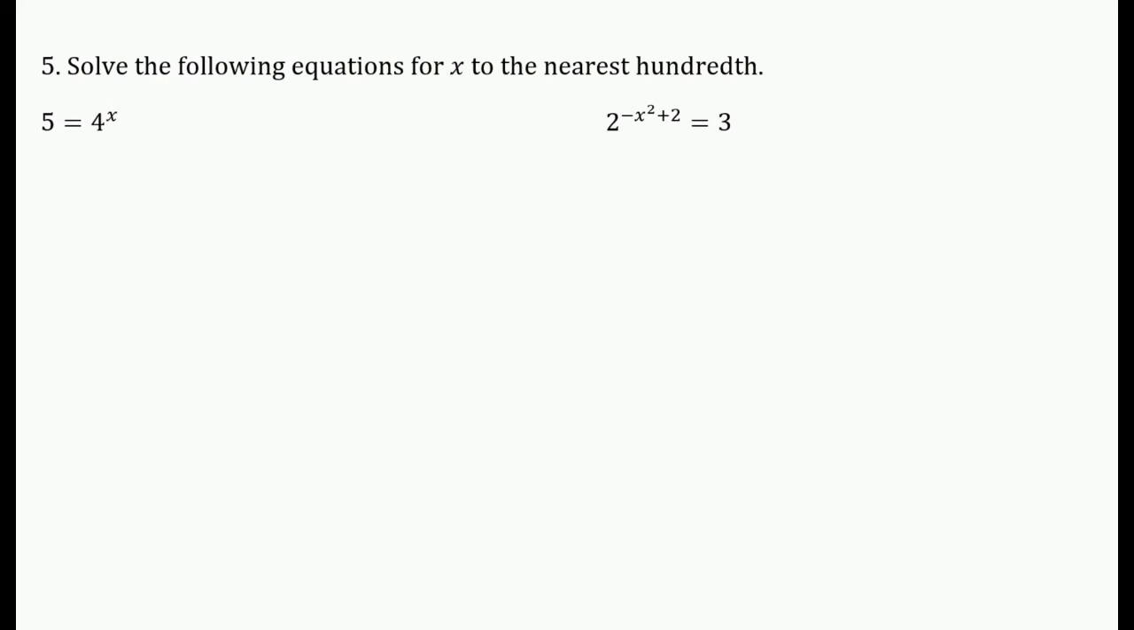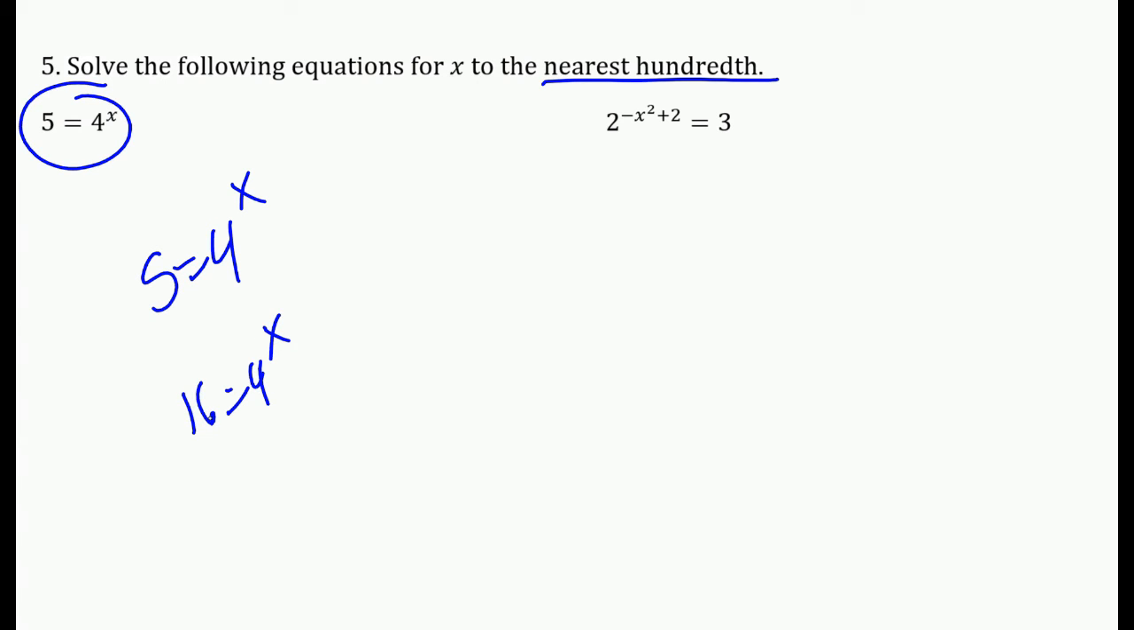Number 5, solve the following equations for x to the nearest hundredth. So the nearest hundredth means 2 places. 5 equals 4 to the x. Well, if this was like 16 equals 4 to the x, we'd be able to use common bases. But I can't make 4 and 5 have the same base. So we're going to plug 5 into y1, 4 to the x into y2.